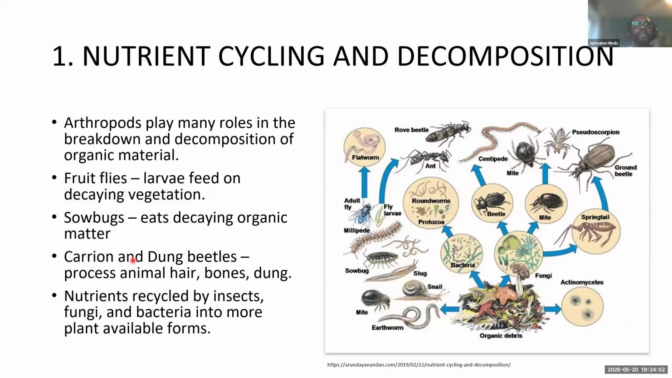Carrion beetles and dung beetles. Carrion beetles break down animal corpses and things like that. Dung beetles break down animal dung, while other insects break down animal hair, bones, and things like that. So nutrients are recycled by insects, fungi, and bacteria into more plant-available forms. For plants to get the carbon and nitrogen locked up in organic material, you need these different players to break it down. These different insects and arthropods break down this organic debris for bacteria and fungi to make it available to plants.